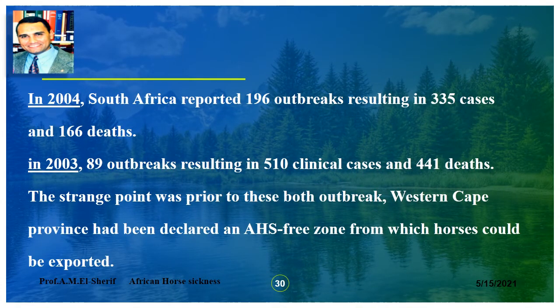In 2004 in South Africa, 196 outbreaks were reported, resulting in 335 cases and 166 deaths, while in 2003 only 89 outbreaks resulted in 510 clinical cases and 441 deaths. The strange point was that, prior to both outbreaks, the Western Cape province in South Africa had been declared an African horse sickness free zone, from which horses could be exported.